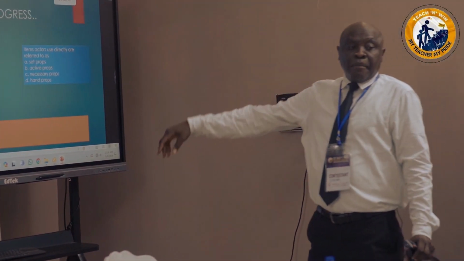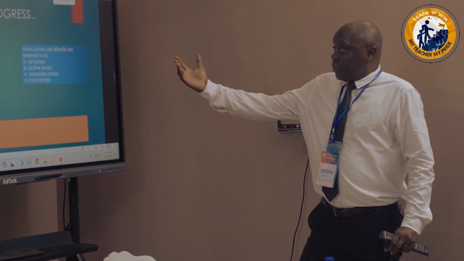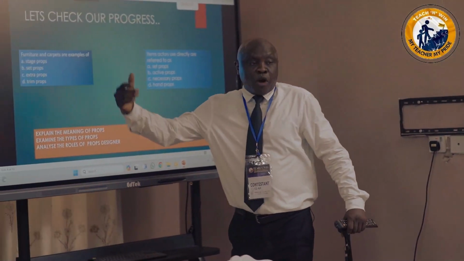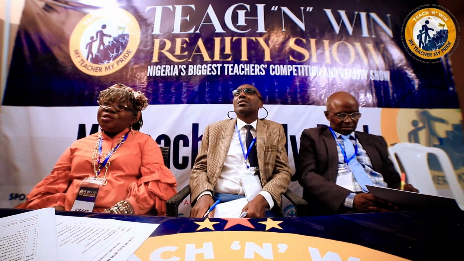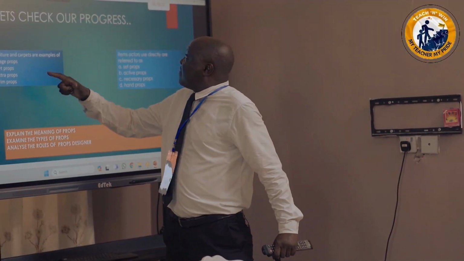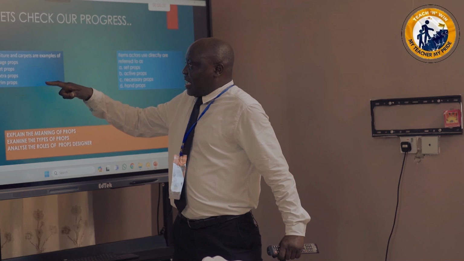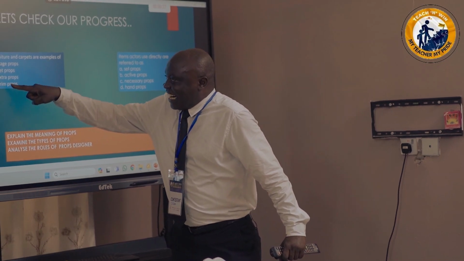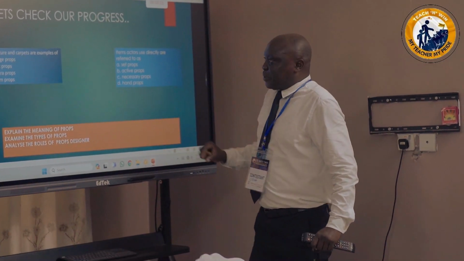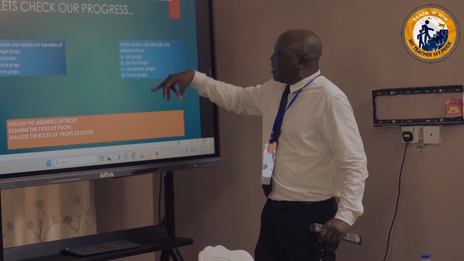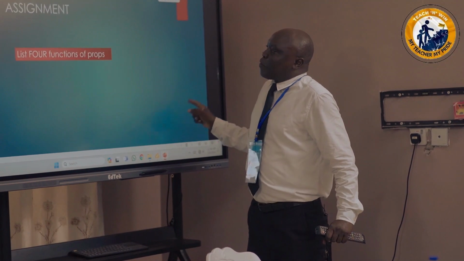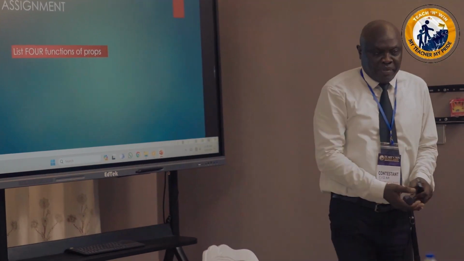Furniture and carpets are examples of stage props, set props, extra props, string props. Stage props. Furniture, sorry? Props. Yeah, furniture and carpet are examples of stage props. Set props. Trim props. String props. Oh, really? String props, they're used for decor. Right? The items actually directly used are referred to as hand props. Hand props. Okay, fine. I'm going to leave you with the assignment.